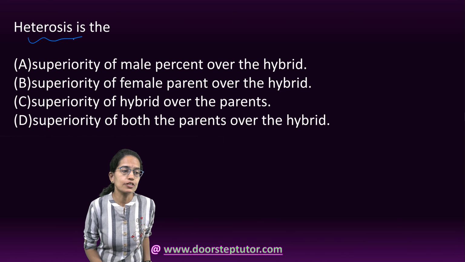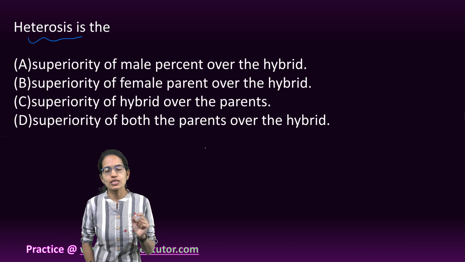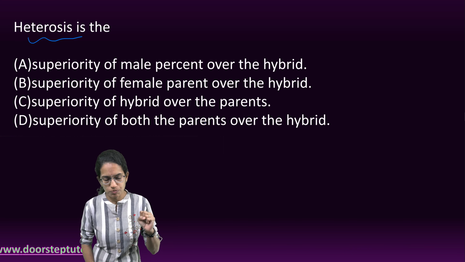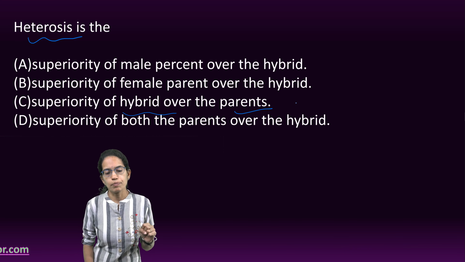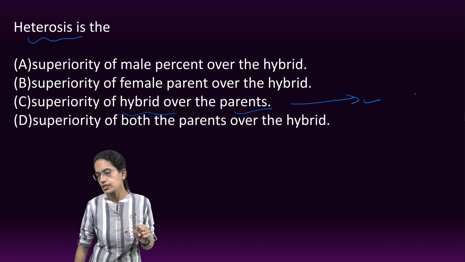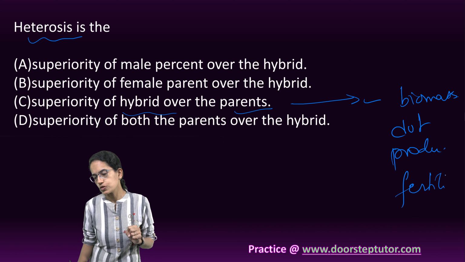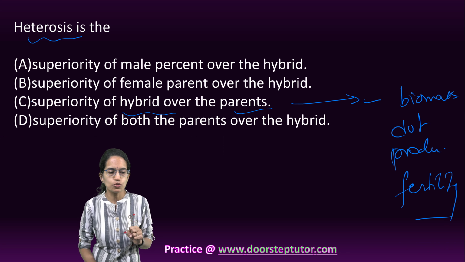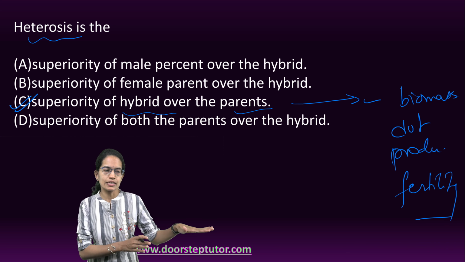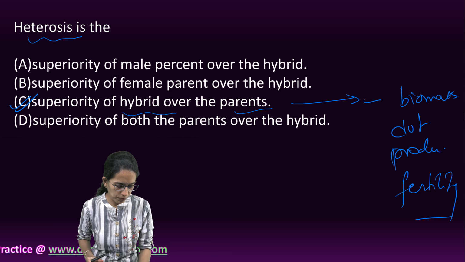For example, heterosis. What is heterosis? Heterosis simply says that the hybrid species are more superior than the parent species, and this is true because they exhibit greater biomass, greater development, greater productivity and greater fertility. So they are considered as superior to the parent generation and is a very important concept.